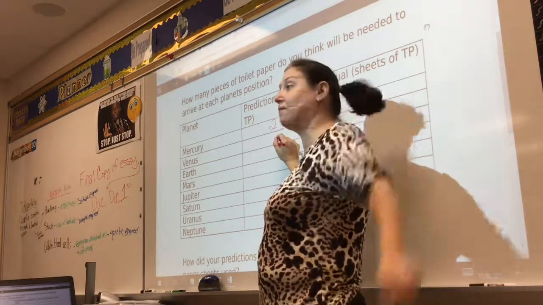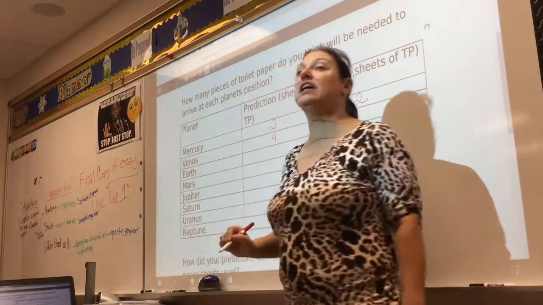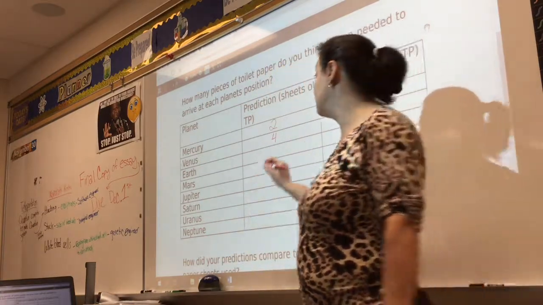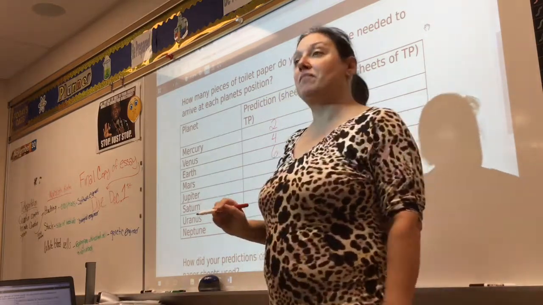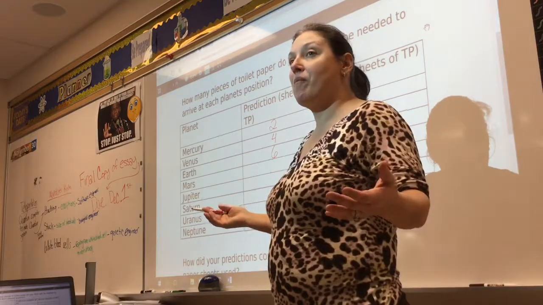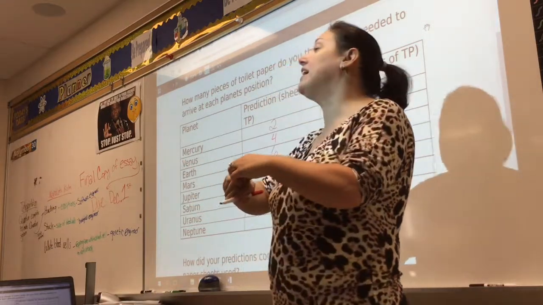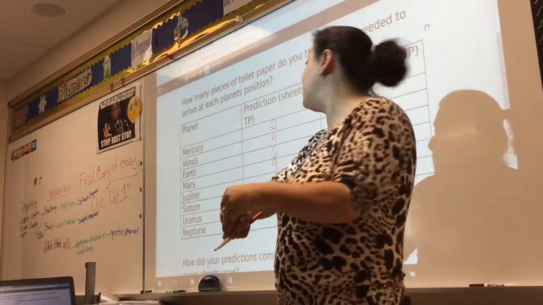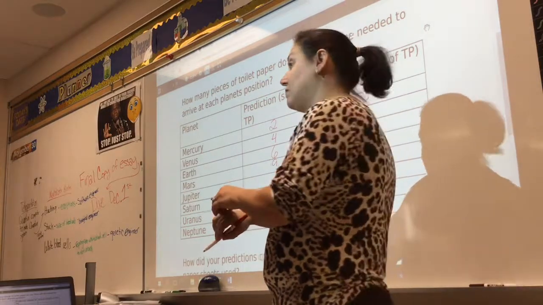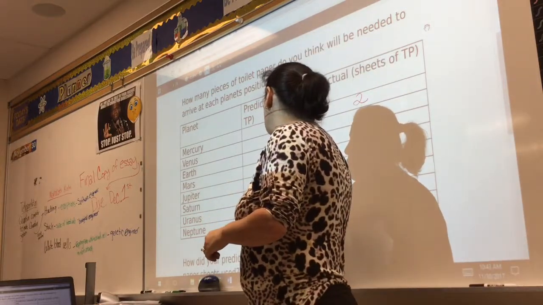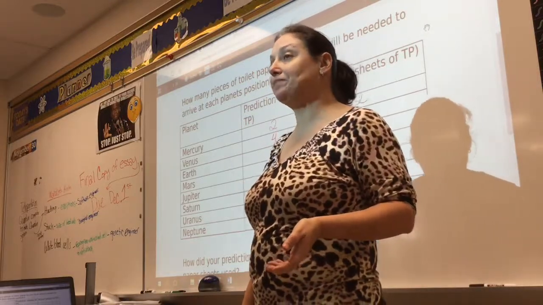So between Mercury and Venus, how many pieces of tissue paper? 4, okay. How about between Venus and Earth? 6. How about between Earth and Mars? 11. 9. 8. Well, you're just making a prediction. 7. All right? How about between Mars and Jupiter? 7. 12. All right, how about between Jupiter and Saturn? 4.